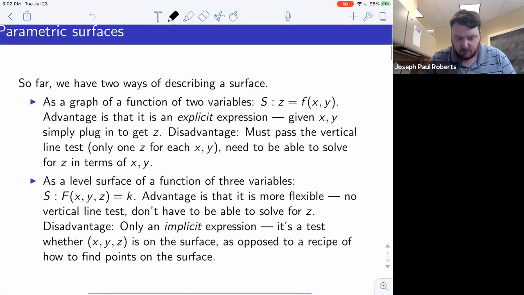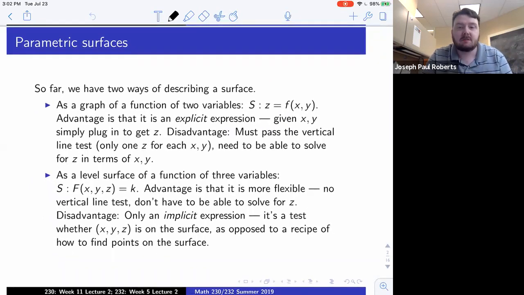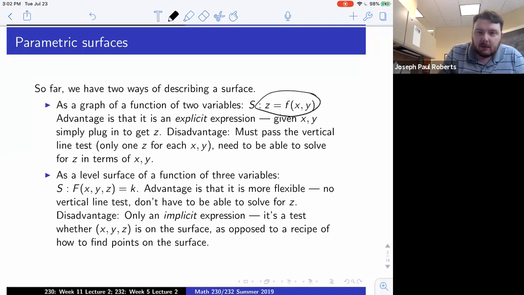So let's just do a quick review of how we've talked about surfaces before. The one way we've talked about surfaces is when you have z given as a function of x and y. That's what we call the graph of a function of two variables. The advantage to this type of expression is that it's an explicit expression for z in terms of x and y.